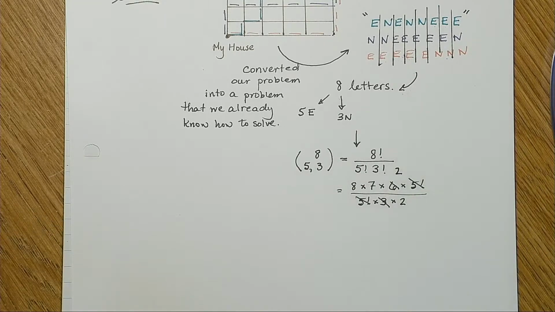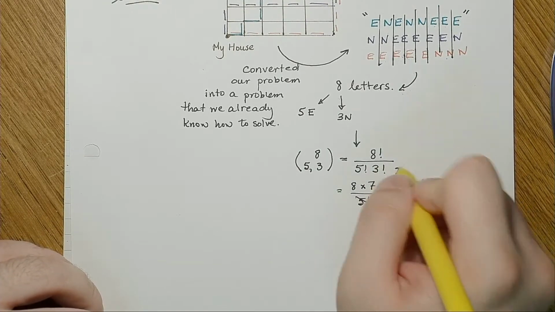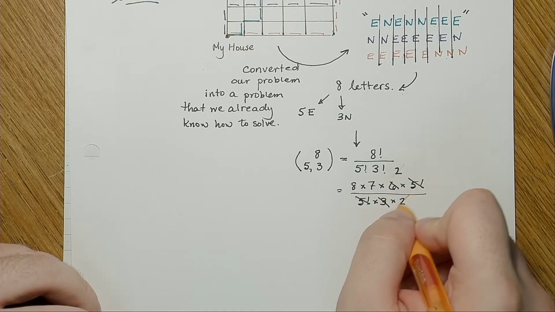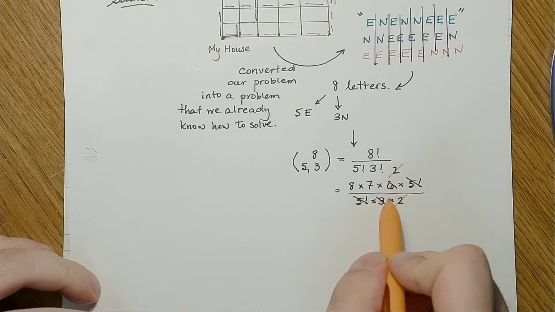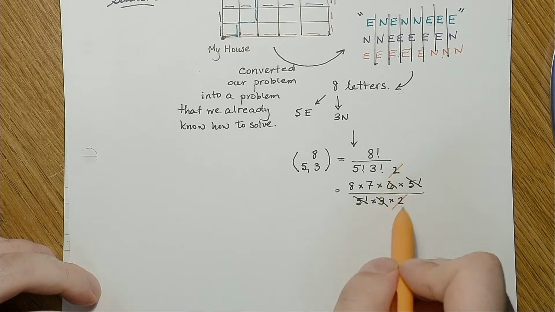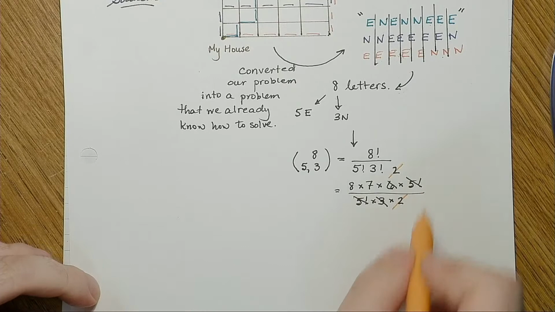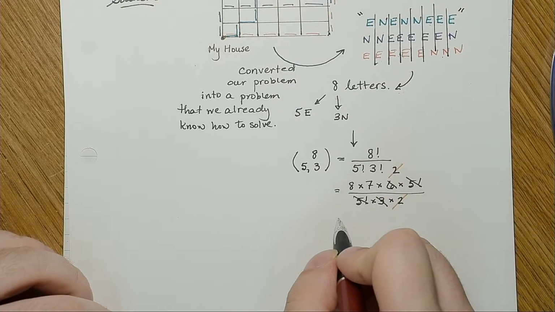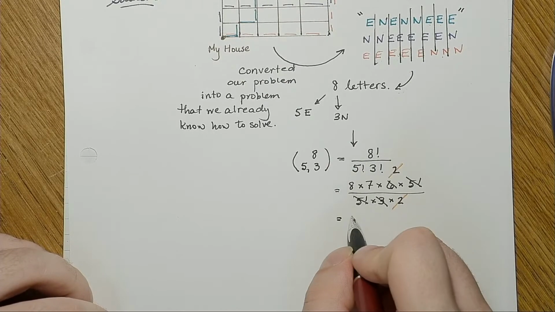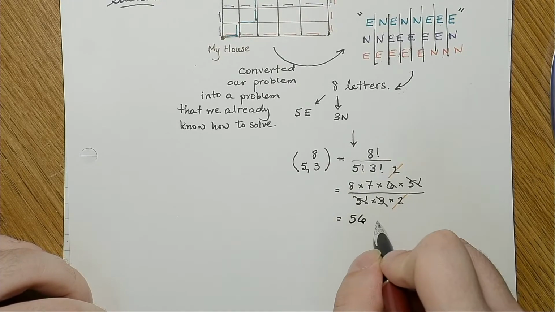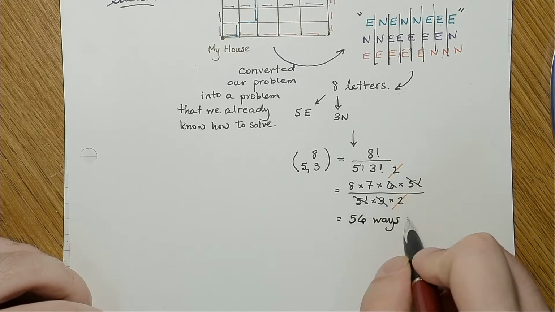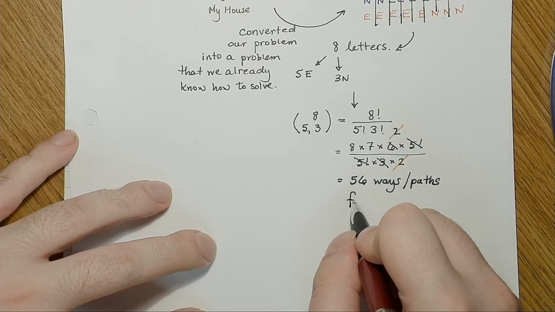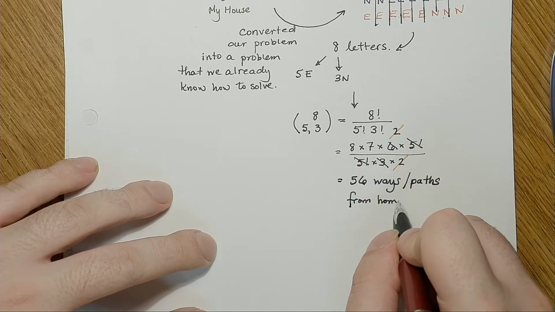And I'll cross out this. Oh, did that? No, it didn't show up very well on camera. There we go. So the 6 cancel. 6 divided by 3 is 2. The 2 canceled out with this one. We cancel out the 5 factorial. So what I'm left then with is 8 times 7, which is 56 ways, paths from home to the store.